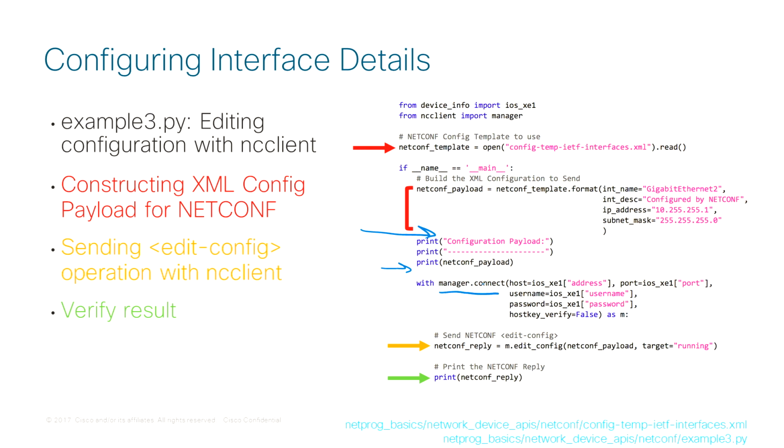Now, instead of doing a get config or a get to get operational detail, we're using the edit config method of ncclient to send an edit configuration. We have to provide it a payload that describes what we want to edit, and then we have to target a data store. In this case, we're targeting the running data store. Once we've made that connection, we'll go ahead and print off the NETCONF reply to see whether our request was successful or not. Let's see this script in action.